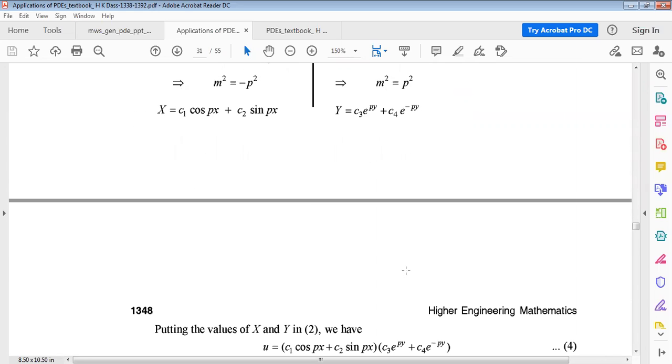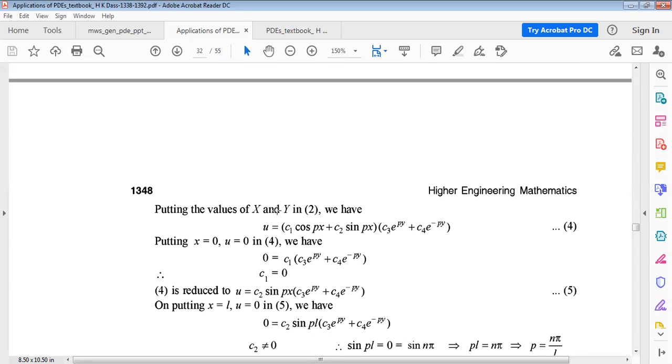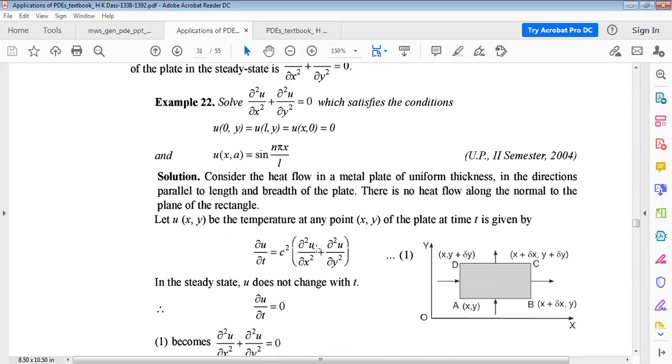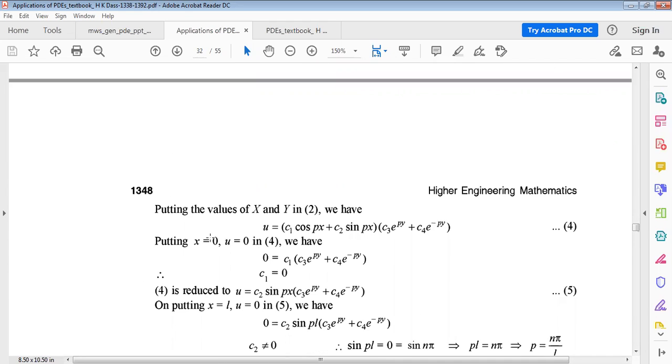Capital X is the function of x, and capital Y is the function of y. So putting the values of X and Y in equation 2, this is the solution. Now putting x equals 0, y equals 0, u equals 0, from where putting x equals 0, then u equals what, 0, using this condition. So putting x equals 0, u equals 0 in equation 4, then c1 equals 0.